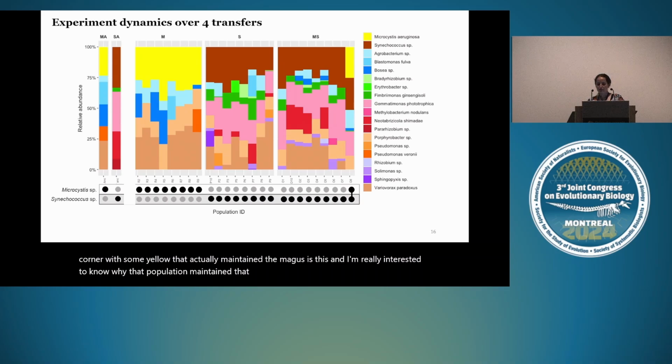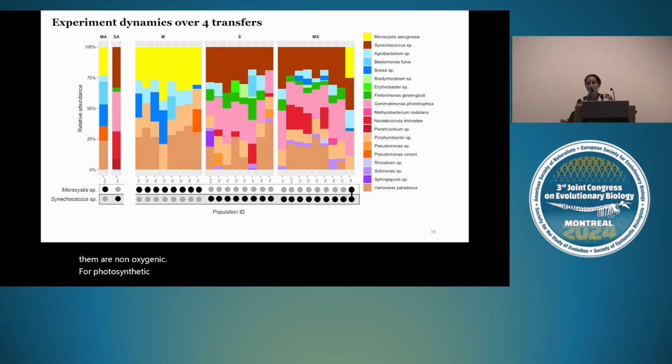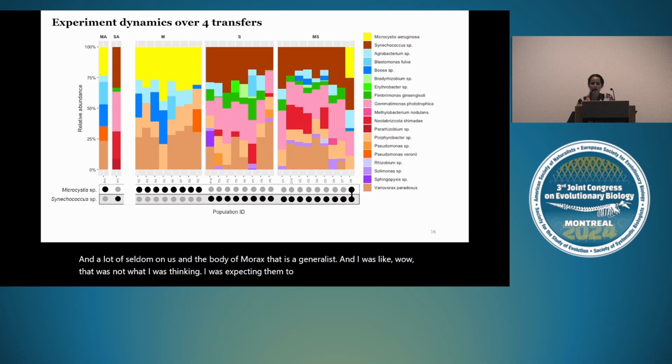And I was saying at the beginning, I'm going to call them heterotrophs with quotes, because if you go through the list of all of these bacteria, most of them are non-oxygenic photosynthetic bacteria, nitrogen fixers that have only been described in soil, and a lot of Pseudomonas, and the Variovorax that is a generalist. And I was like, oh, wow, that was not what I was thinking. I was expecting them to be all heterotrophs. I think it's an artifact of me adapting them to the lab conditions for a year.